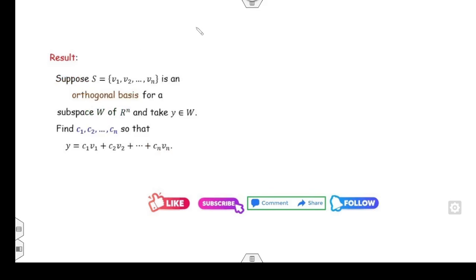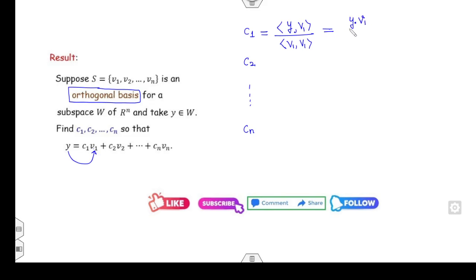And the last very useful concept is, if you have the given set of orthogonal basis vectors, then you can write y as a linear combination and directly find the values of C1, C2 and Cn. The coefficient C1 is y, V1 divided by the inner product of V1 with itself. If you have the standard inner product, you can write y dot V1 divided by V1 dot V1.